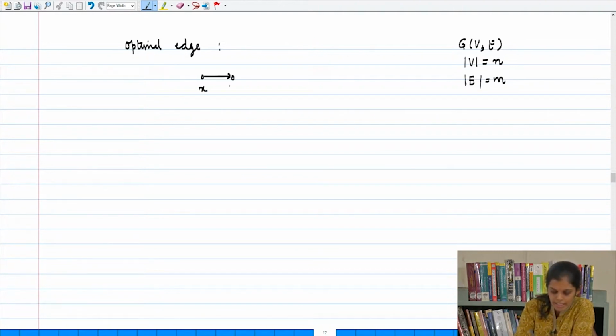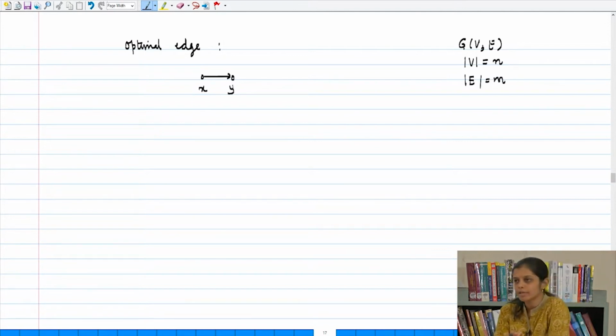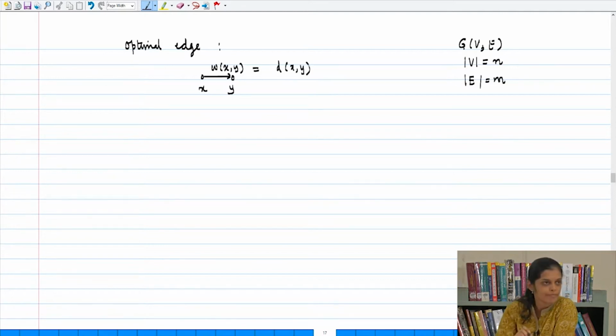If it is an edge xy, I will call it an optimal edge if the weight on the edge xy is equal to the shortest path distance from x to y. Clearly we don't know this ahead of time. This is what we want to find, what is d of xy. If you find this matrix at the end of the algorithm, you will know whether this edge is an optimal edge. But we will call such edges optimal edges.